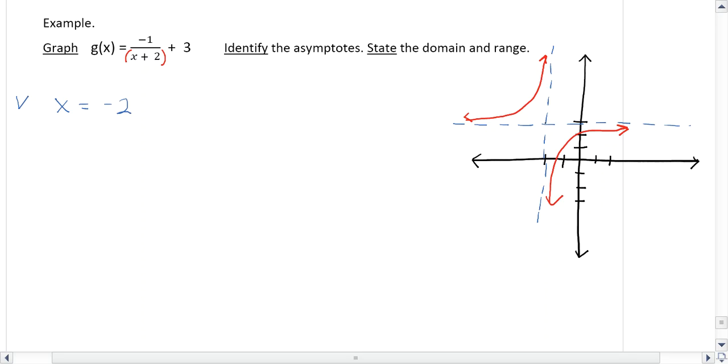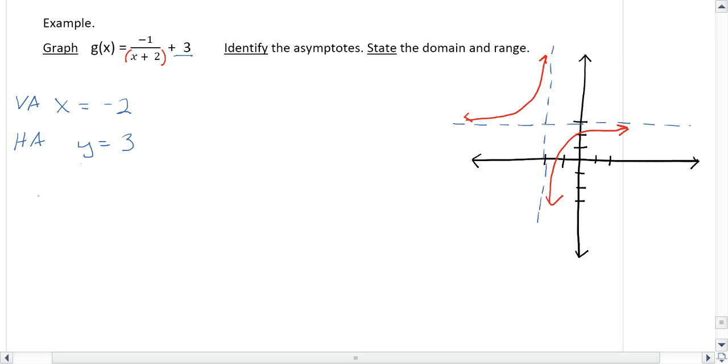I'm going to abbreviate that VA. And we have a horizontal asymptote at y equals 3. And there's some hints to this in this equation. Since we moved it up 3, the center of the hyperbola went from the origin up 3 spaces, so that makes sense. And we moved it to the left 2 places, and that makes sense for the vertical asymptote.